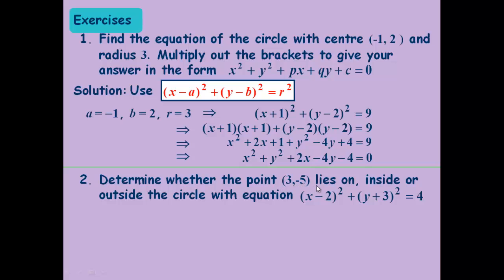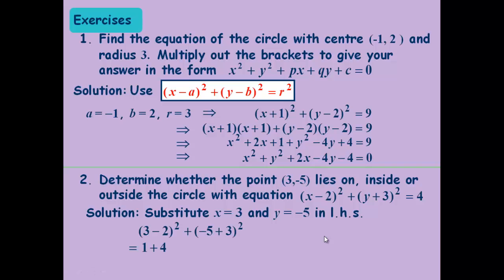To find out whether this point lies on, inside or outside this circle, we substitute in the x and the y ordinates into here. So 3 for x, minus 5 for y. Multiply out, we get 1 squared, we get minus 2 squared, so 1 plus 4 gives us 5, which is greater than the radius squared, 4, so it's outside the circle.